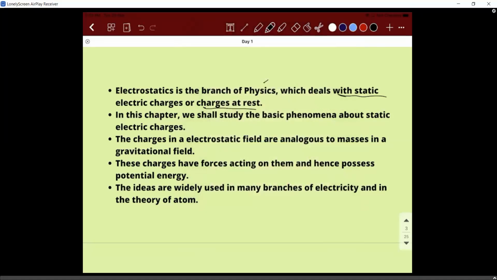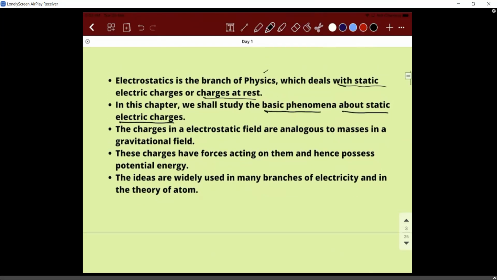So in this chapter, we will study the basic phenomenon about static electric charges, that is, the charges which are mainly at rest. And most importantly, yesterday I told you one important point. This chapter is similar to something from your 11th standard. It is something similar to gravitation. You will understand once we start the mathematical equations. The charges in electrostatics are very much similar to the concept of masses in gravitational fields. The charges in an electrostatic field are analogous to the masses in the gravitational field.